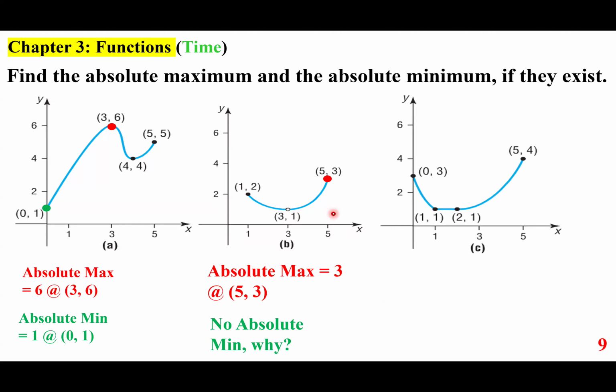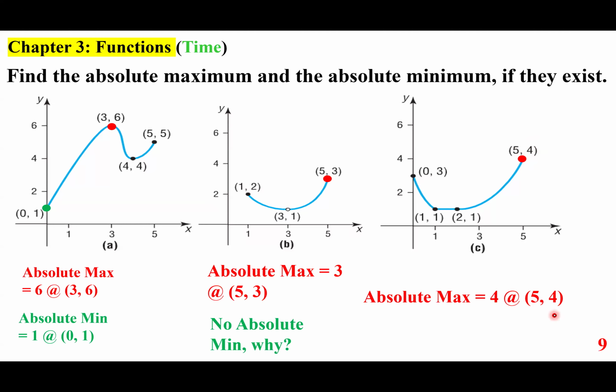What about here? This endpoint is nothing. This endpoint is the location of absolute max because no other point has a larger y coordinate. Therefore, absolute max is equal to the y coordinate 4 at x equals 5 or at 5, 4. It depends on how they want you to say.